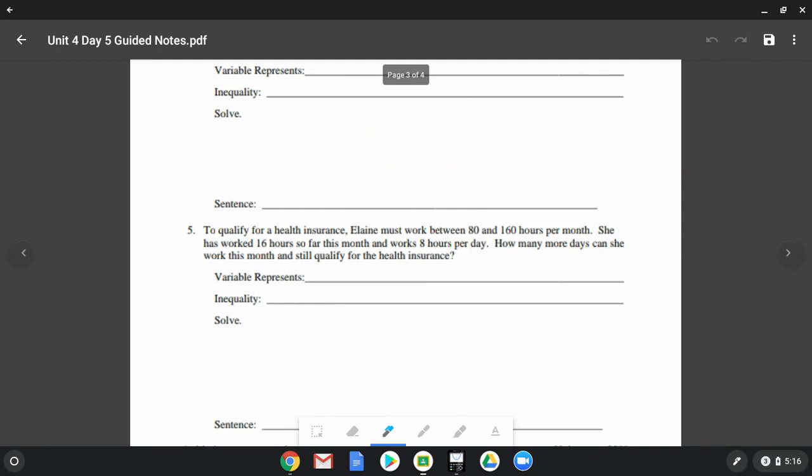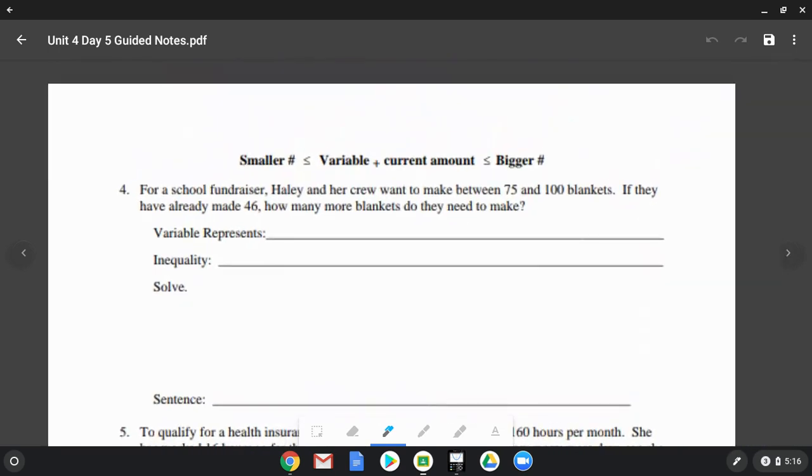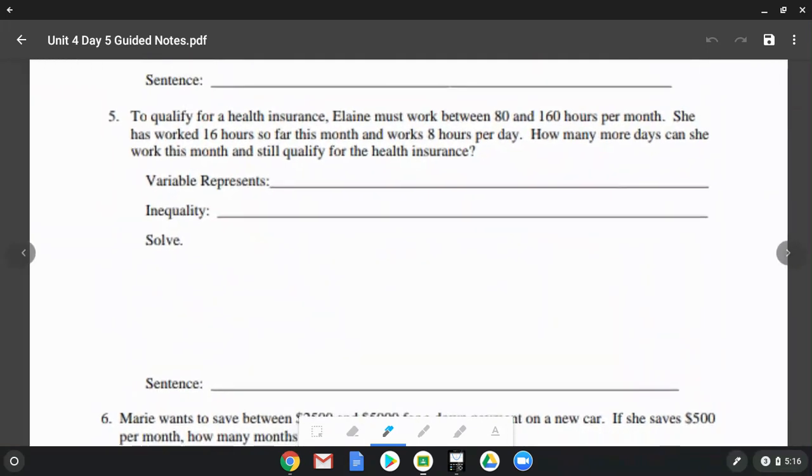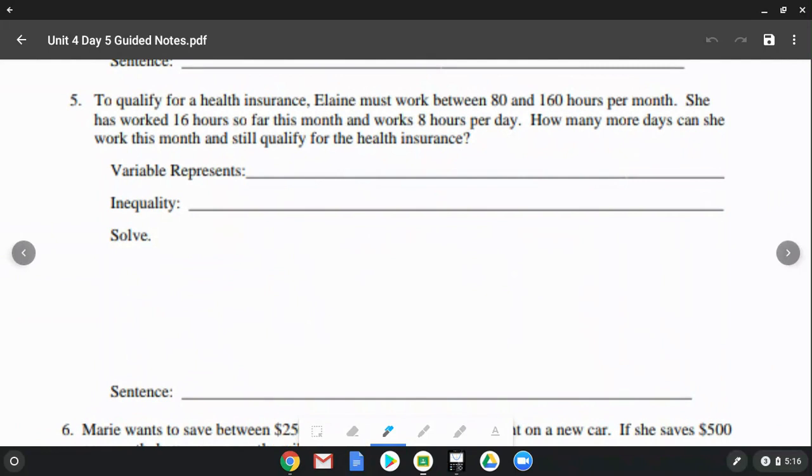All right. Let's see here. I'm going to skip 4. I'm going to try to do some tougher ones here. 5 is a tough one. All right, to qualify for health insurance, Elaine must work between 80 and 160 hours. So I know right away I have 80, I have 160. These are both less than or equal to. She has worked 16 hours so far this month and works 8 hours a day. How many more days can she work this month and still qualify?